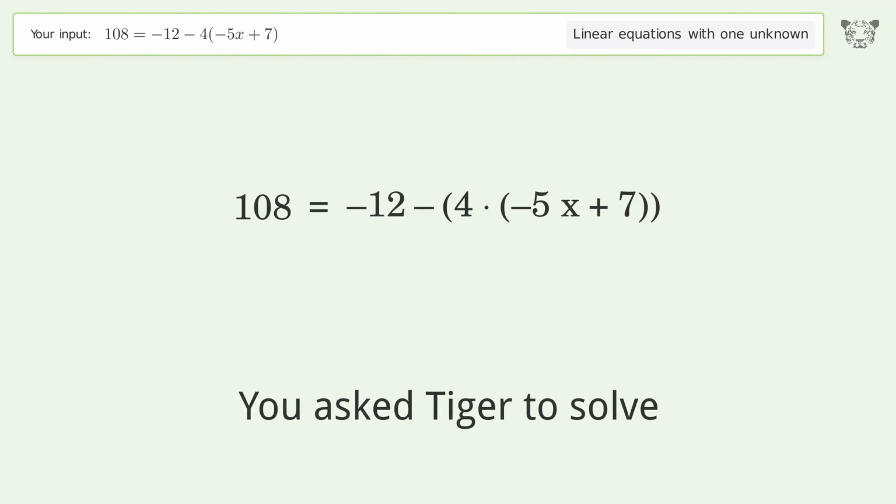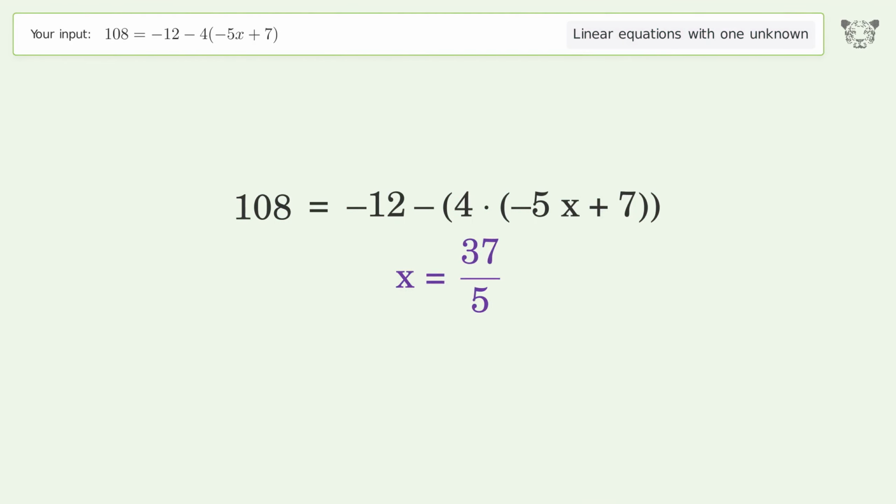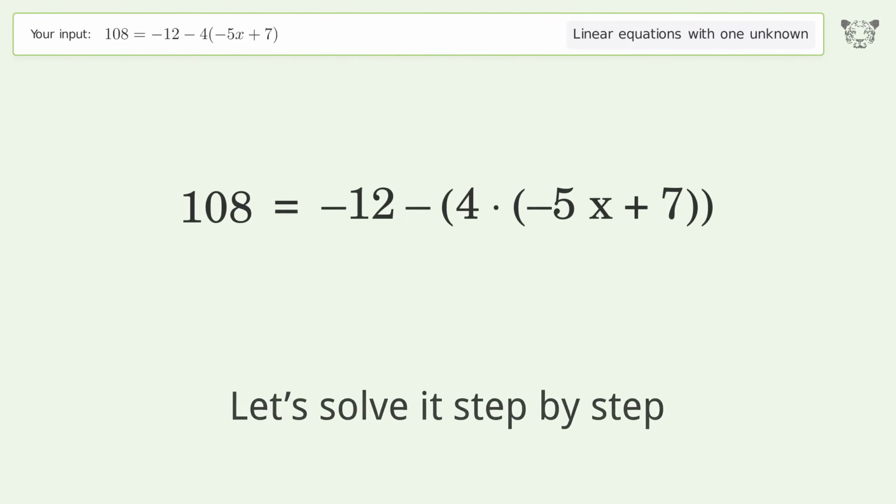You ask Tiger to solve this. This deals with linear equations with one unknown. The final result is x equals 37/5. Let's solve it step by step.